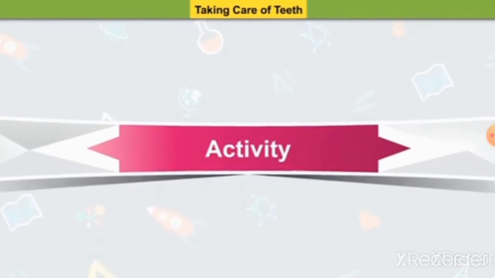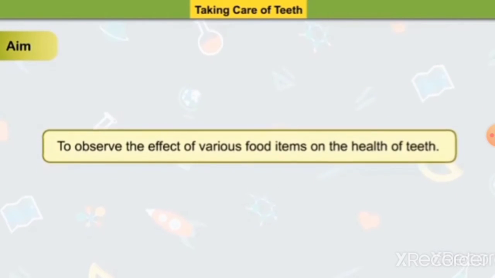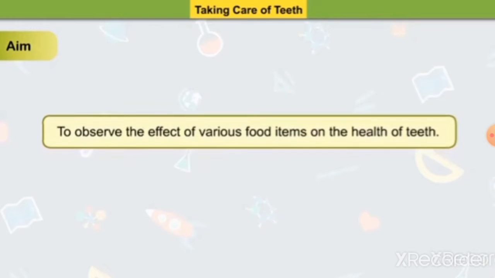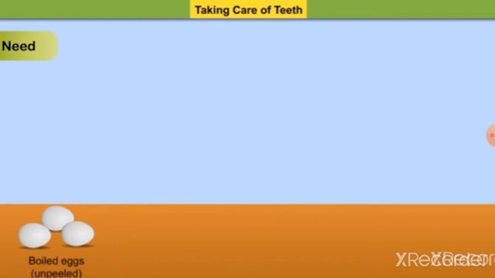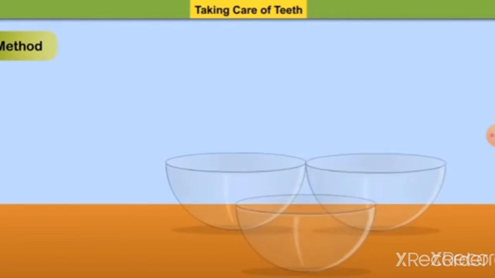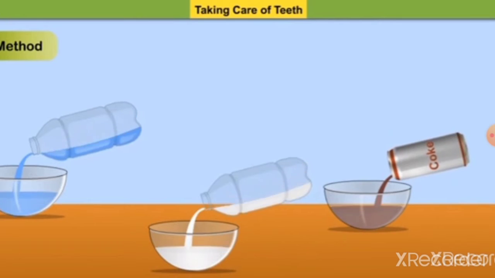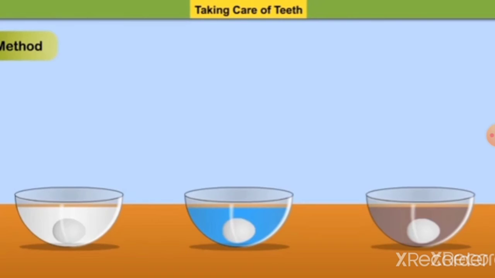Activity. Aim: to observe the effect of various food items on health of teeth. Need: take 3 bowls and fill them with water, milk and coke. Method: put an egg in each bowl and leave it for 1 night.